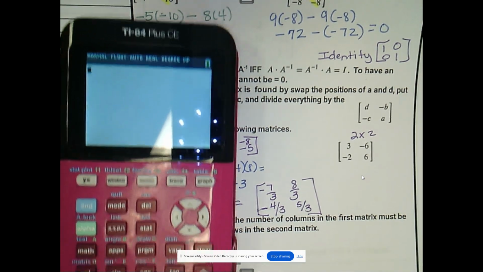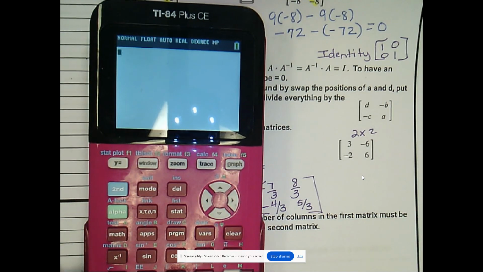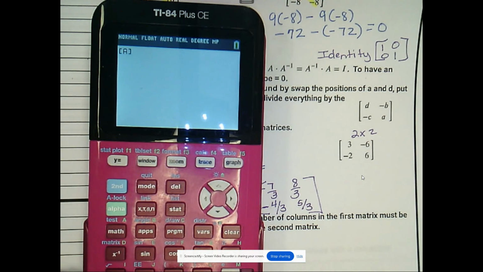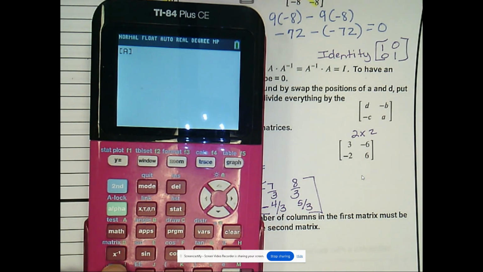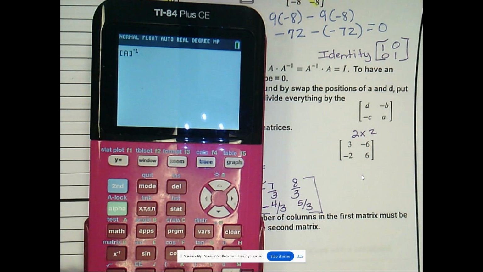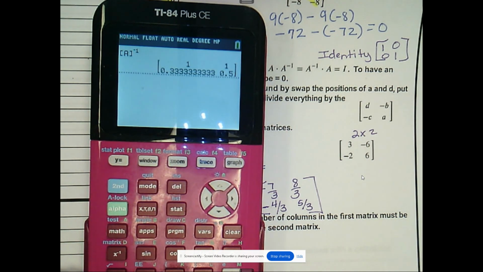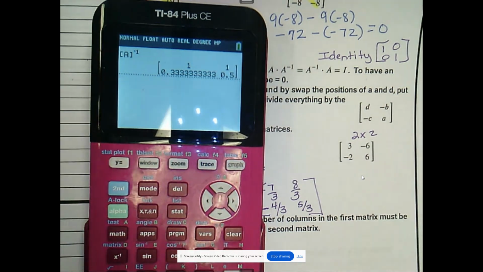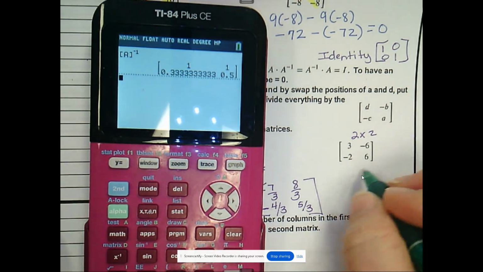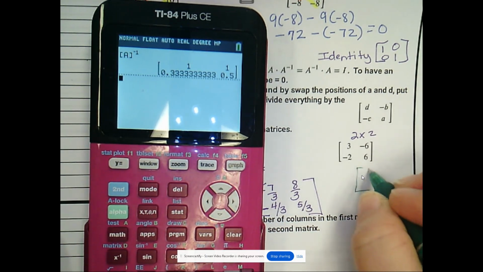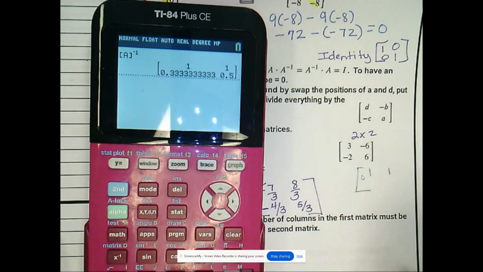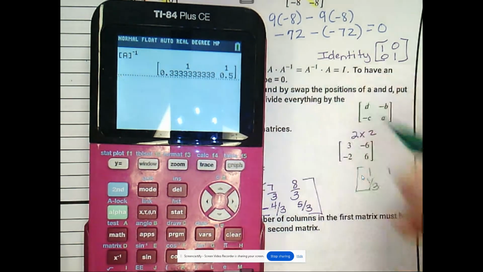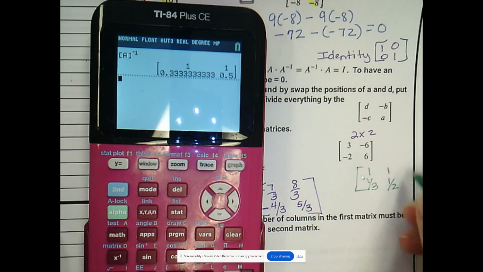Second mode to get out of that screen. For my inverse, second matrix. I want matrix A. My inverse button is right here. So I hit it with a -1, and there it is. Okay, 0.333 is the fraction 1/3. 0.5 is the fraction 1/2.